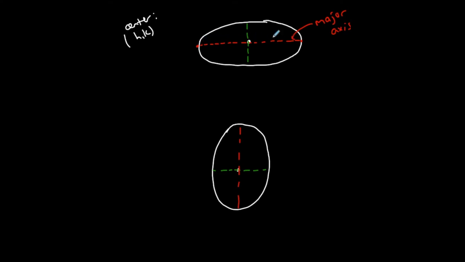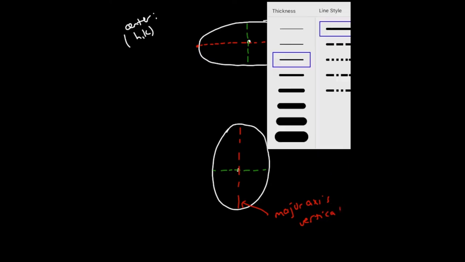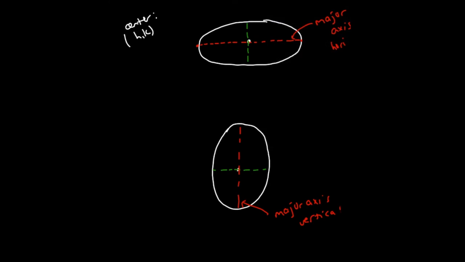Okay, so in this case, the major axis is horizontal. I'll write that here. I'm just going to say horizontal. And in this case, the major axis is vertical. Okay? Major axis, and in this case, is just vertical. The green line is the shorter line that goes through the center from one end of the ellipse to the other, and we call that the minor axis. So this is the minor axis.